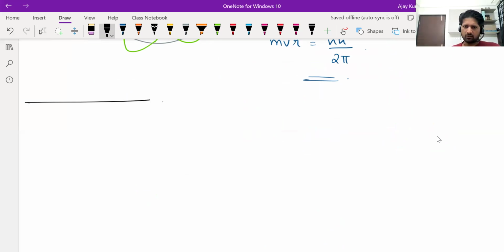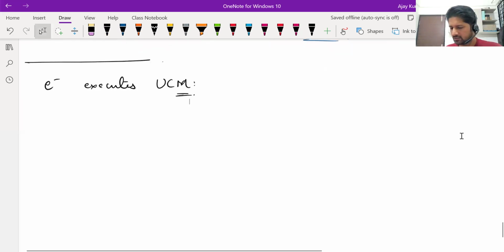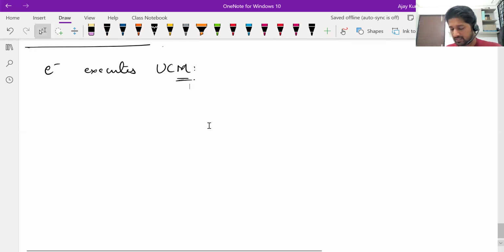Now, when an electron is in an orbit, it revolves in the orbit under the influence of electrostatic force from the nucleus that behaves as a centripetal force. Centripetal force can never change the speed of an object. It can change direction and make it go around in a circle, but it cannot change the speed. Therefore, electron in a stationary orbit executes uniform circular motion. And for uniform circular motion, you can define a time period of revolution. You can even find out the speed of revolution, speed, angular velocity.